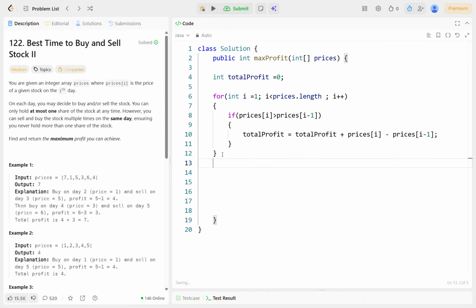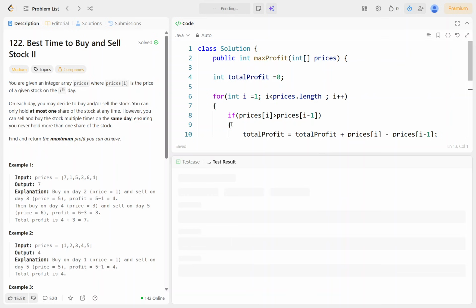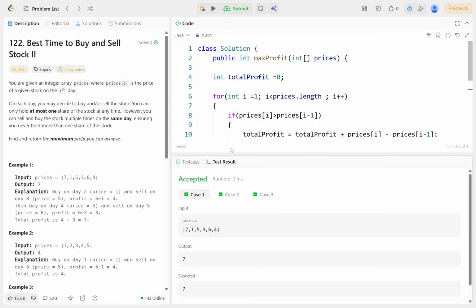So this is done. See here, this is a simple problem. If you understand what the question says and how you need to solve it, you can easily solve it. So let us run this solution. See here, the output is 7.